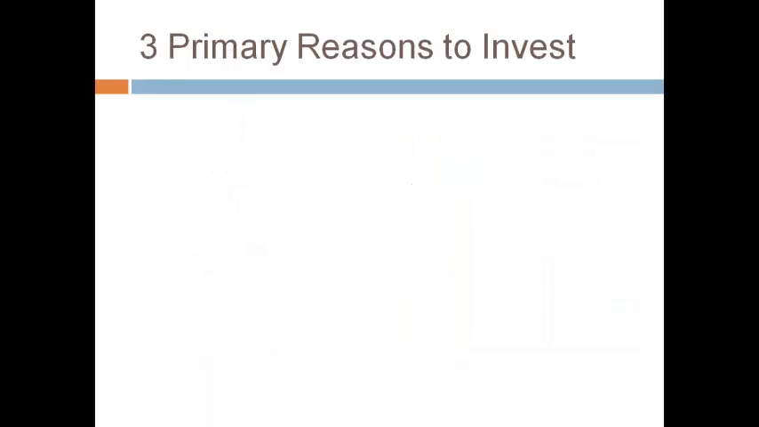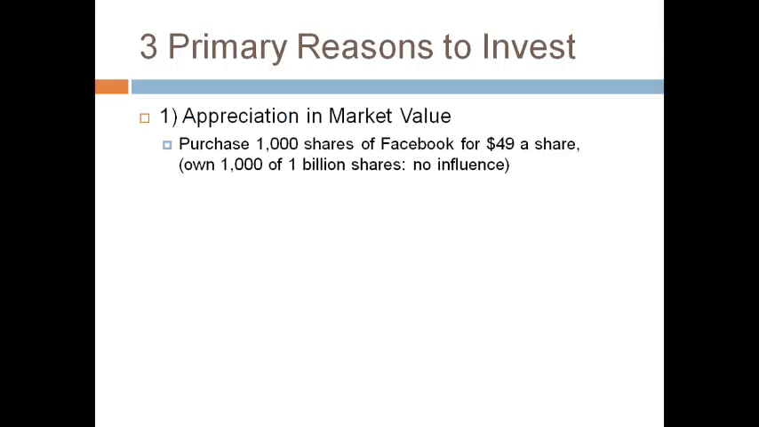There are three primary reasons for investors to invest their excess cash in financial instruments such as equity, which is stock, and bonds. The first reason is to earn income from appreciation. For example, an investor may purchase 1,000 shares of Facebook common stock for $49 a share and hope to sell it for more later. The percent of ownership is so low that the investor has no influence over the decisions made at Facebook. Their only investment is to share in the appreciation of fair market value.